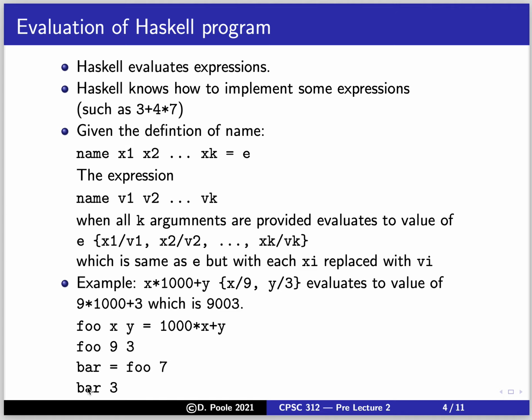So if I write bar of 3, well, bar is foo of 7, so that's exactly the same as writing foo 7 3, which is 7003. Okay, so that's what's going on there. Hope that makes sense. Try it, type it in, and see what happens.